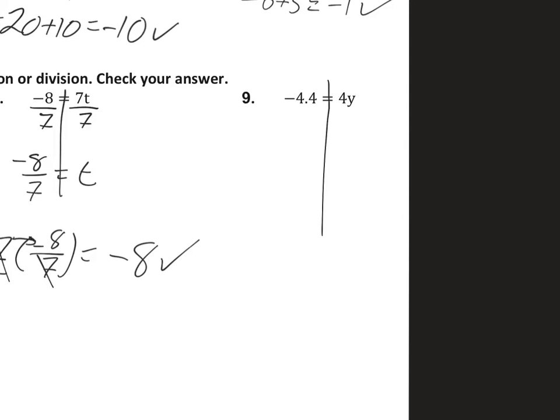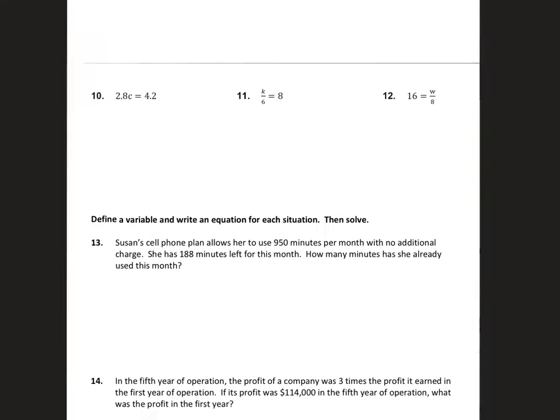I'm going to divide. So I'm dividing both sides by 4. So I have y equals negative 1.1. Now, to double check, I have 4 times negative 1.1, which equals negative 4.4. Awesome. Okay, let's go to the next page.